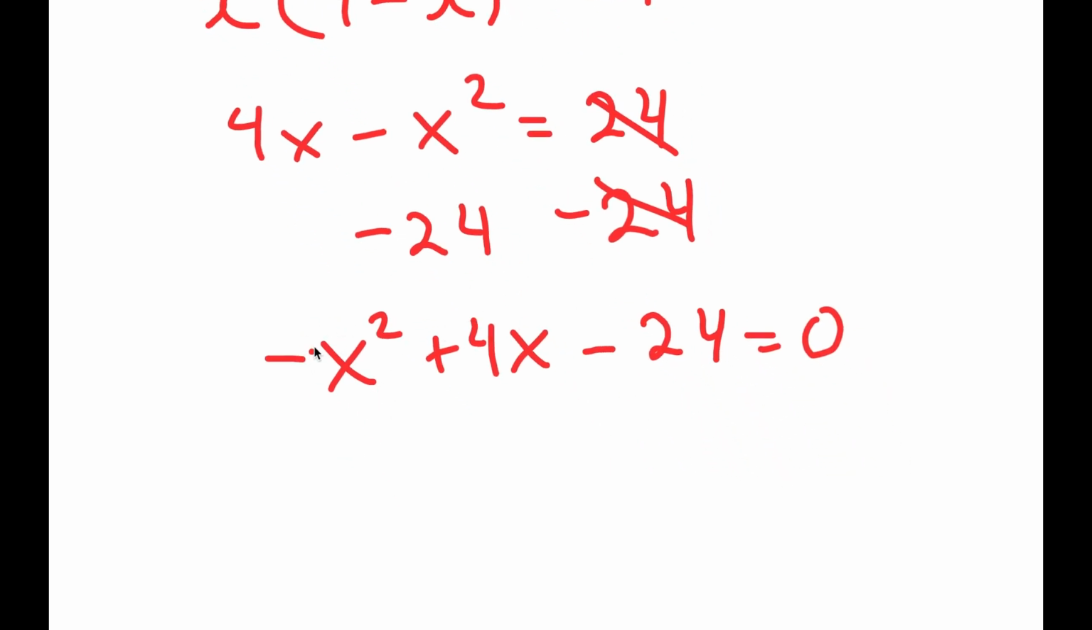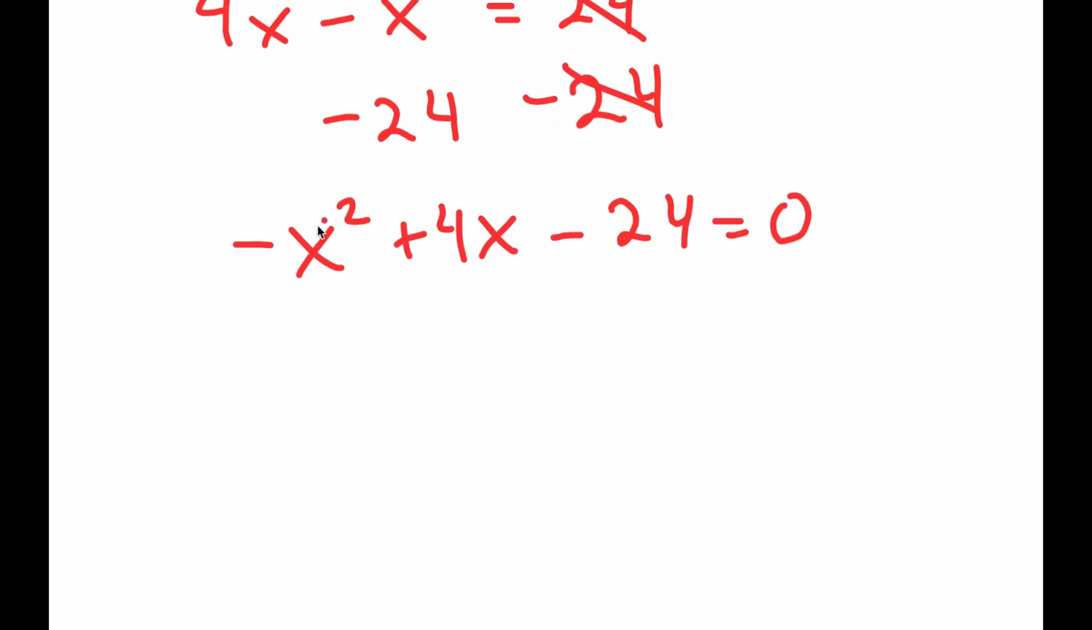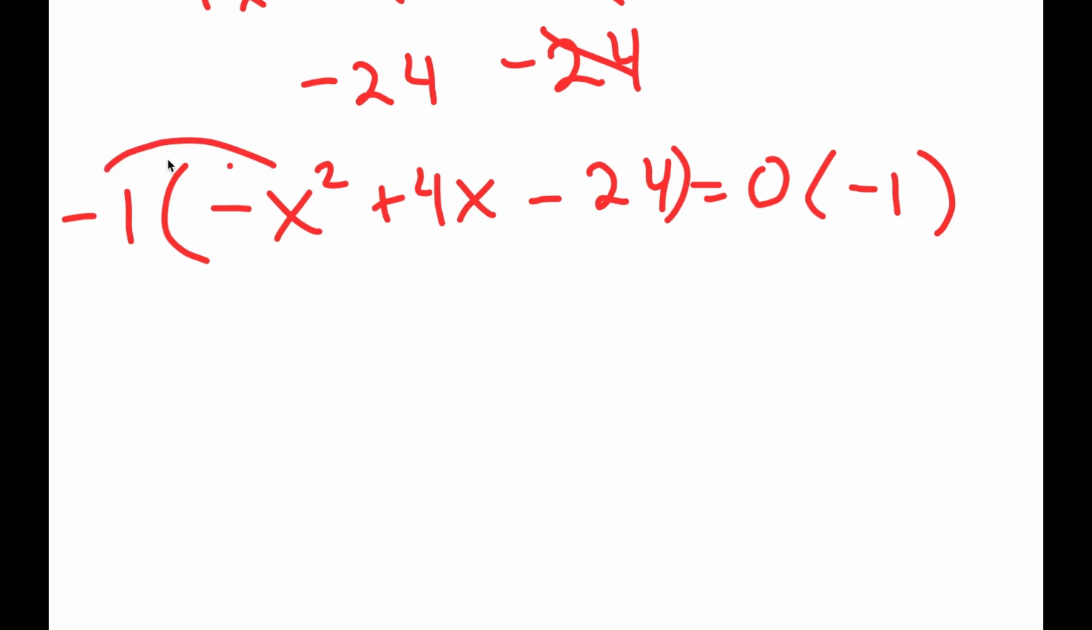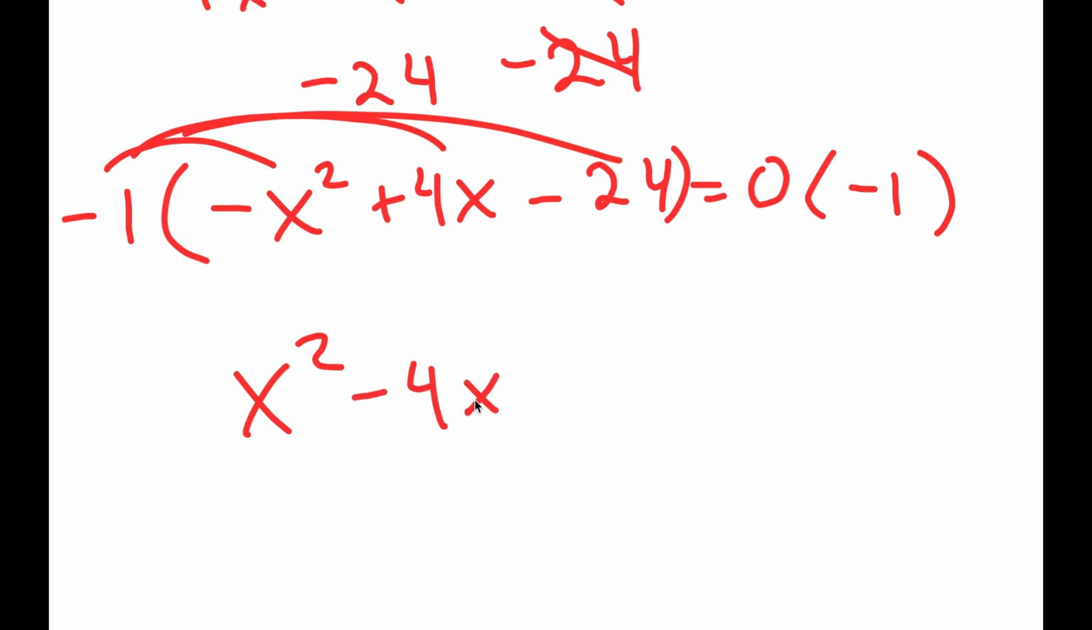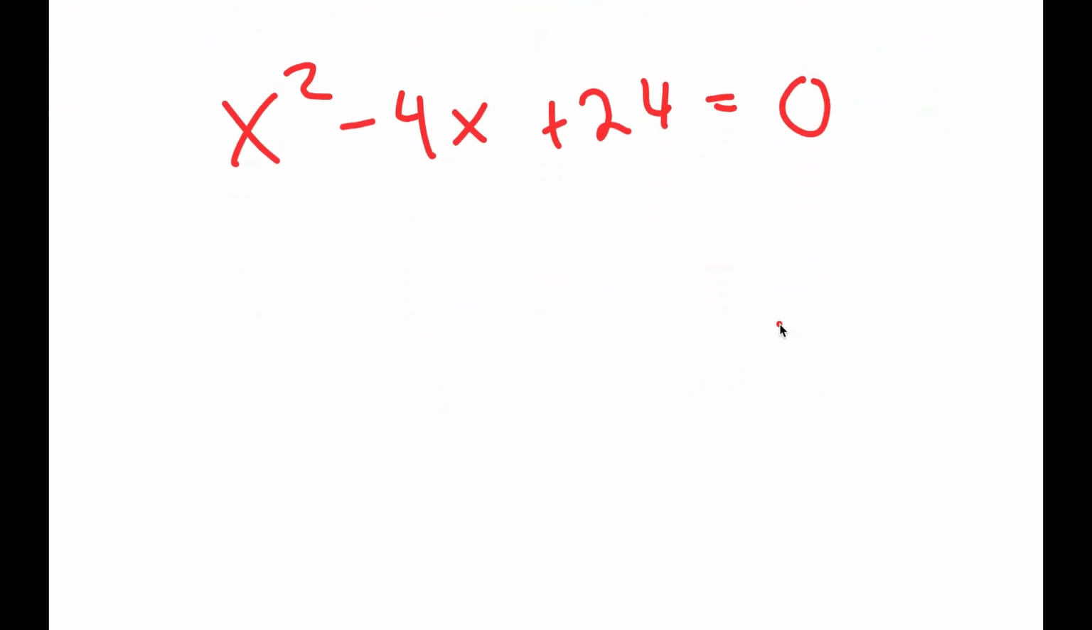Now I don't want my coefficient for my highest degree term to be negative. So what I'm going to do is multiply both sides by negative 1. Now if I distribute this, negative x squared is positive x squared. Negative 1 times 4x is negative 4x. Negative 1 times negative 24 is positive 24. And 0 times negative 1 is obviously just 0. So I get x squared minus 4x plus 24 is equal to 0.